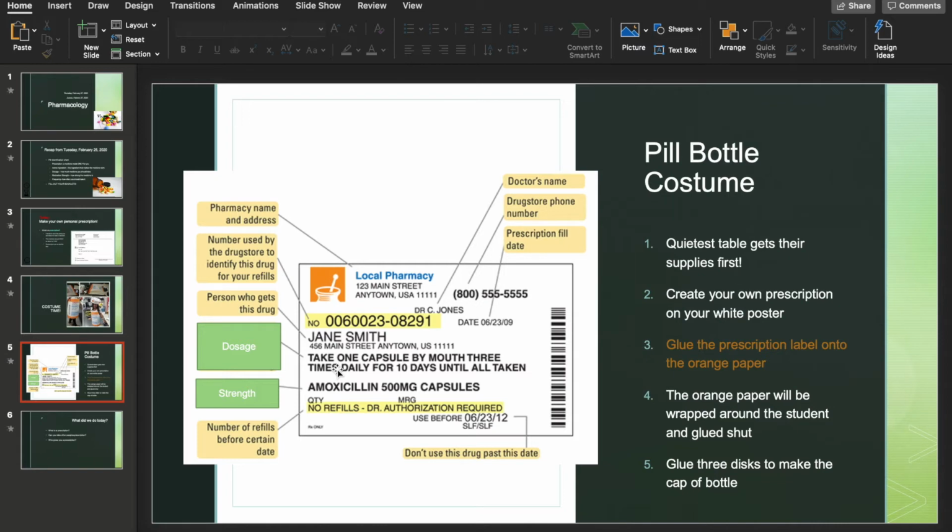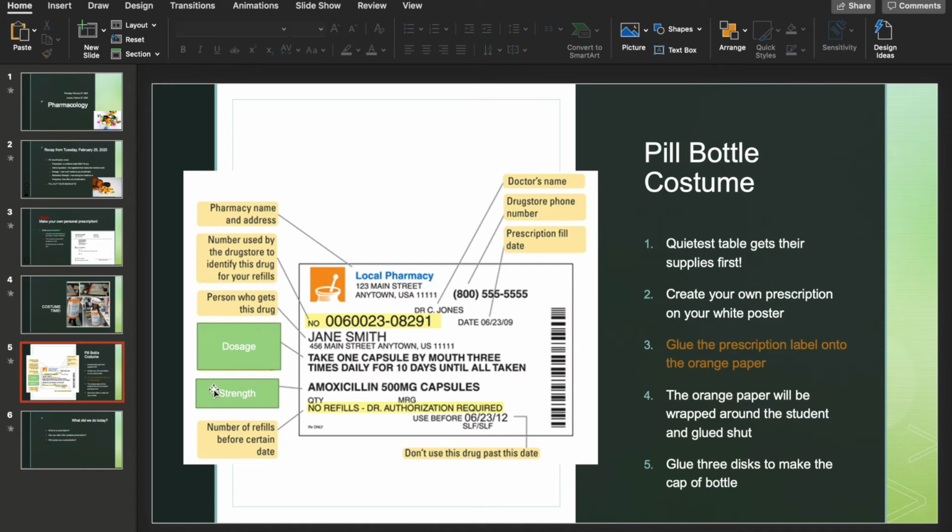Then we get to the medicine part. We can make a dosage. So this dosage is take 1 capsule by mouth 3 times a day for 10 days until all taken. The students can make it however they want. They can say 1 pill a day, 3 pills a day, 1 pill every 3 hours. It's really up to them. They can make it as unique as possible.